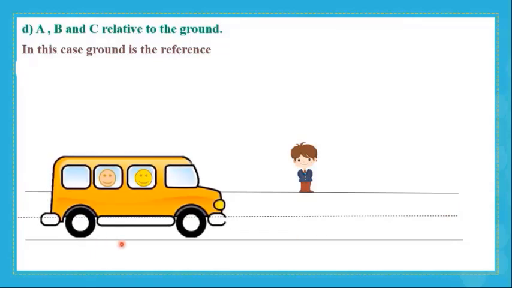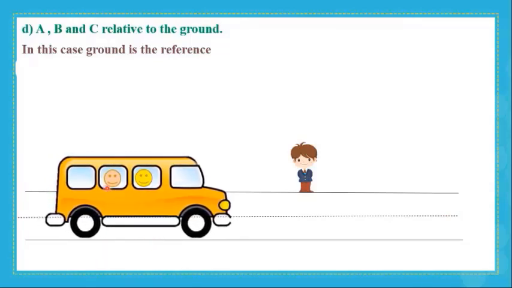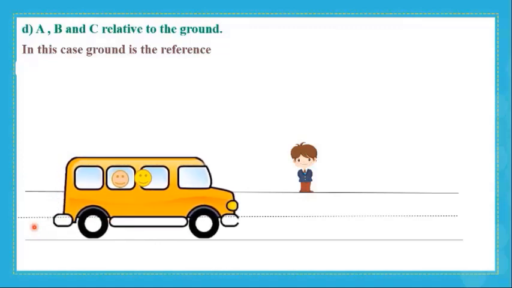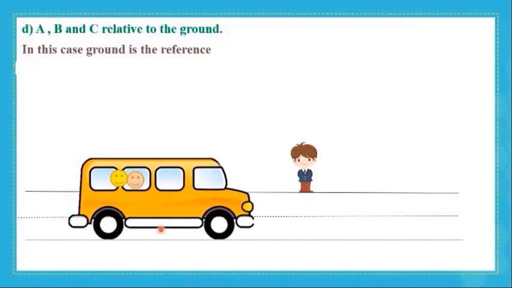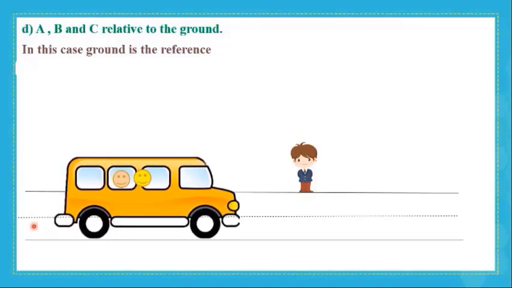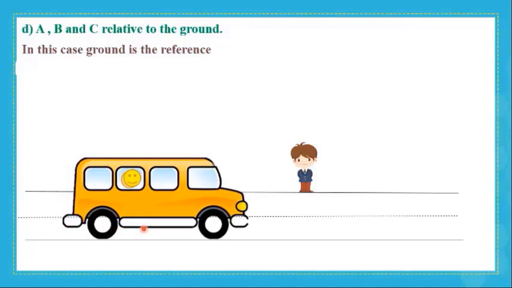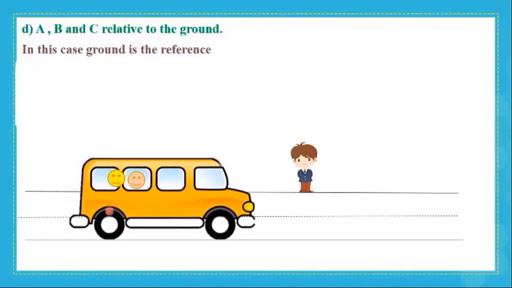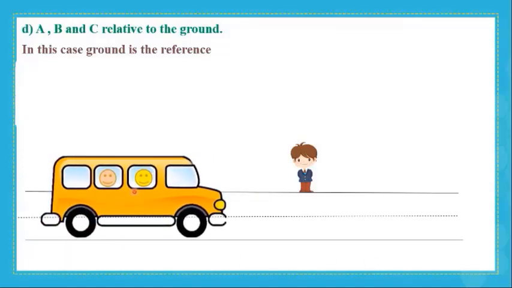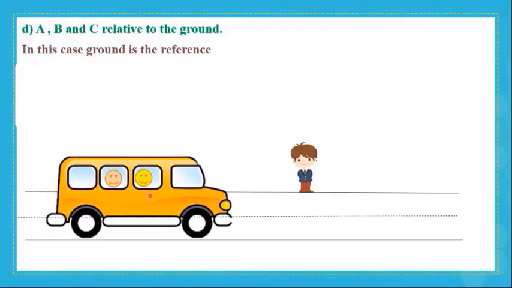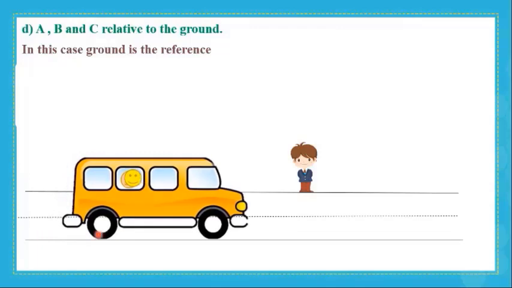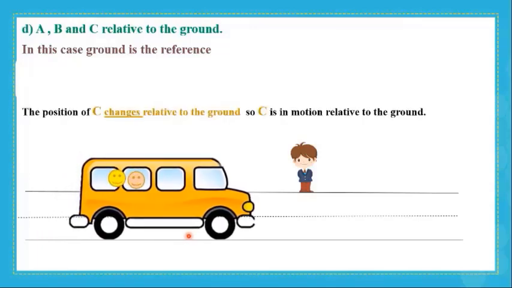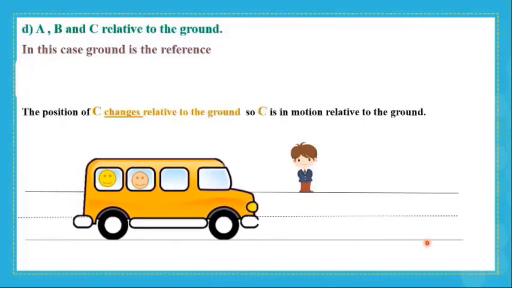B is sitting in the bus. The bus is moving along the road. The position of B is changing relative to the ground. Then B is in motion relative to the ground. C, who is walking in the moving bus, is changing his position relative to the ground. C is in motion relative to the ground.